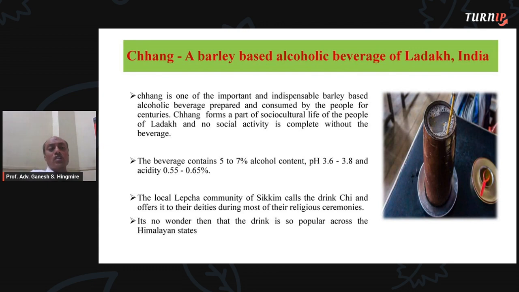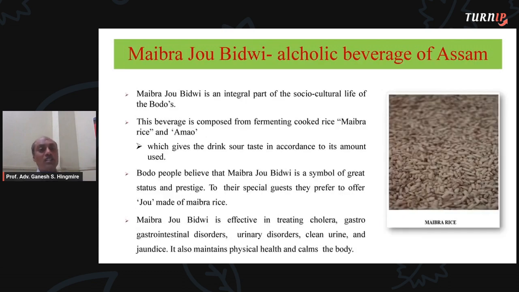What had happened to the champagne can happen to our unique products from India. What had happened to the Scotch whiskey can happen to India, and that's why we took one step ahead on these various unique products. Then I also had an opportunity to work for another rice-based alcoholic beverage from Assam called Maibra. Maibra is a rice over there.